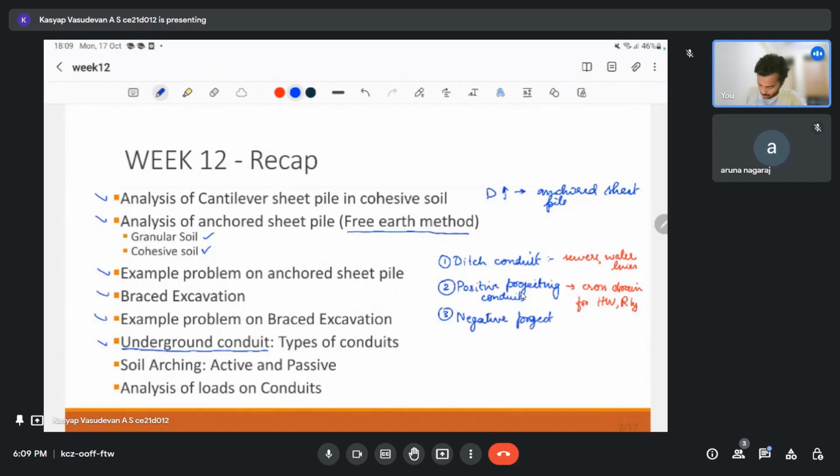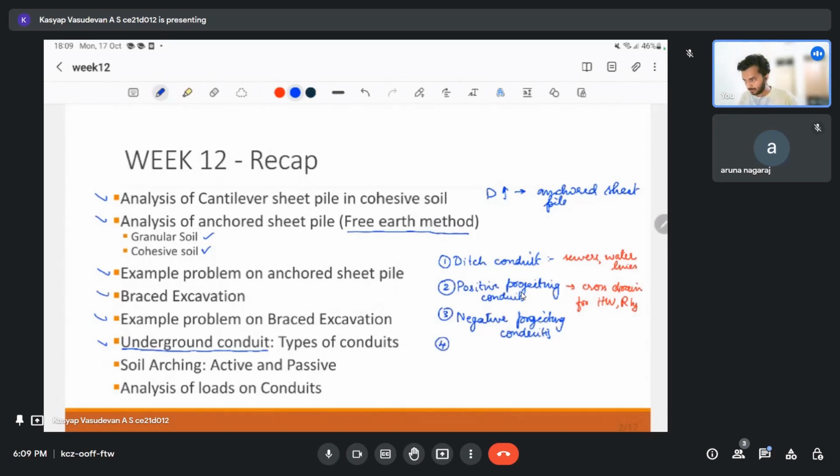Negative projecting conduits. It's very similar to positive projecting conduits. The only difference is our conduit is inside the natural ground level after excavation of a ditch, and above the natural ground level again we are constructing our embankment. So that is the only difference. But in this case, lateral earth pressure will be much lesser when compared to positive conduits.